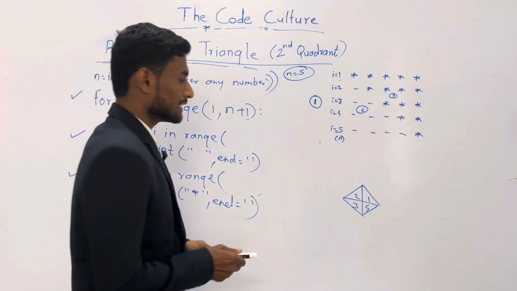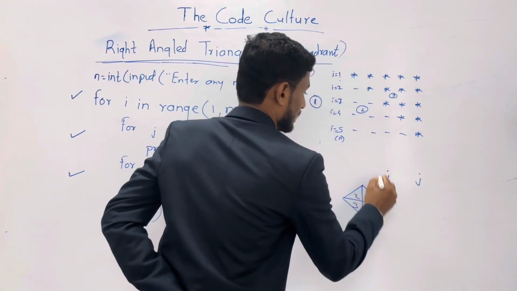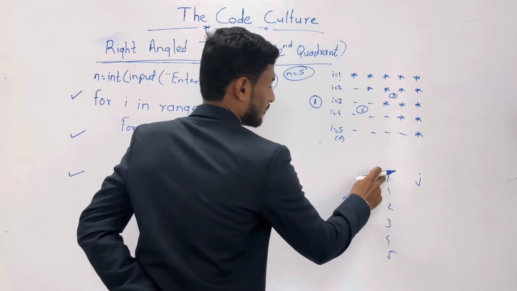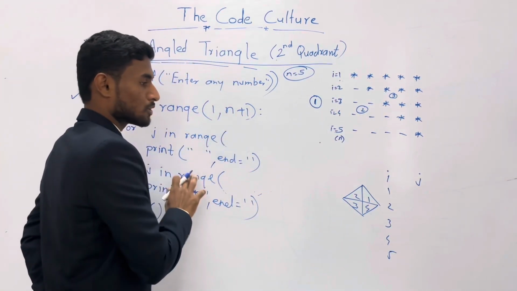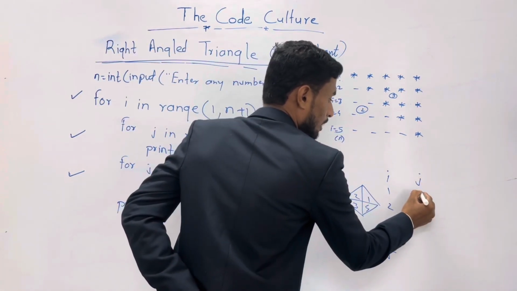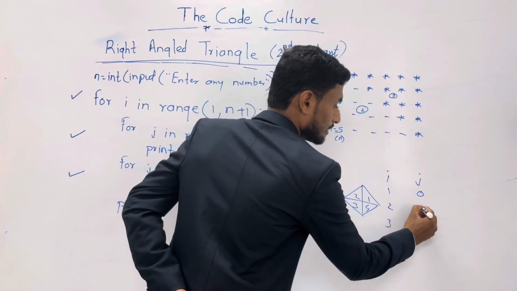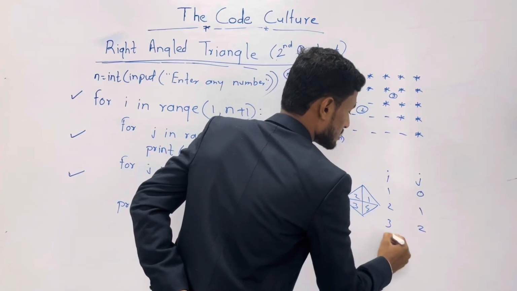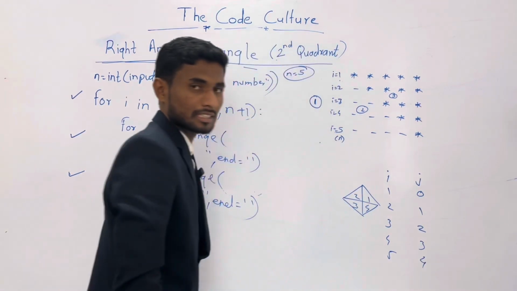So how can I change this? Take the i value and j value. I value 1, 2, 3, 4 and 5. If the value of i is 1, how many spaces are printed? Because this for loop is for spaces, for i value 1, 0 spaces are there. For i value 2, only 1 space is there. For i value 3, 2 spaces. For i value 4, 3 spaces, and for i value 5, 4 spaces are there.